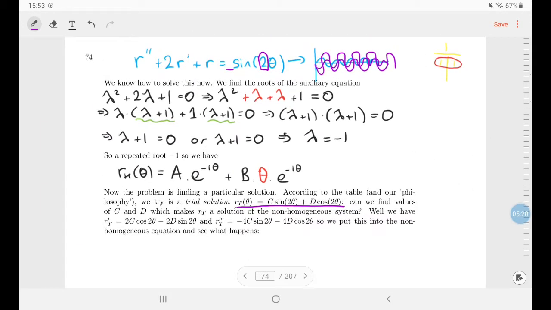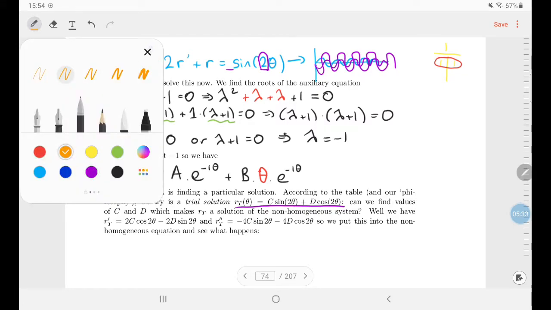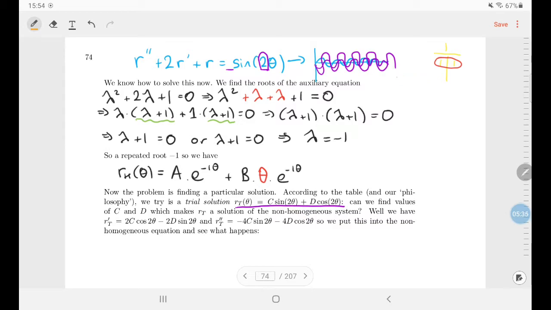So what we're going to do is find the 2 derivatives. Now maybe we'll slow down here and find the derivatives. Maybe you've space somewhere like here. So the trial solution is c sine 2 theta, plus d cos 2 theta. Now, if you did c cos 2 theta and d sine 2 theta, that doesn't really matter.